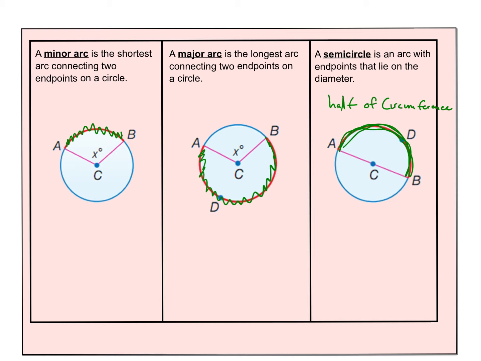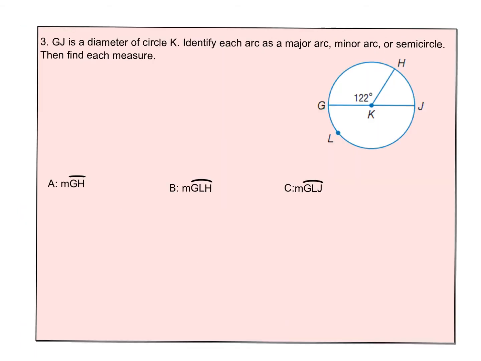So you have a minor arc, which is small. You have a major arc, which is large. Then you have a semicircle, which is exactly halfway in between. So if I look at GH, even though that angle is 122 degrees, which you might think is kind of big, it's still going to be a minor arc, because it's less than 180 degrees.